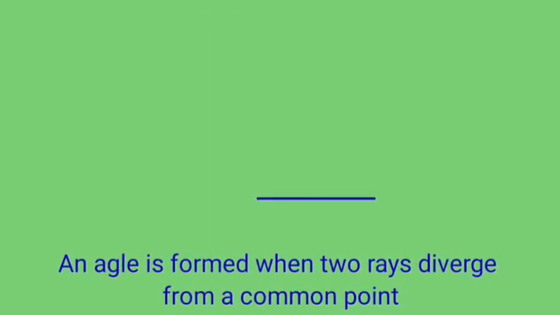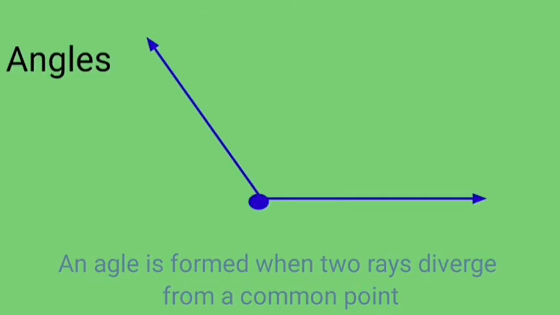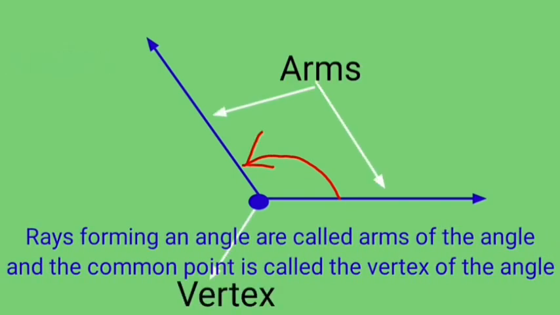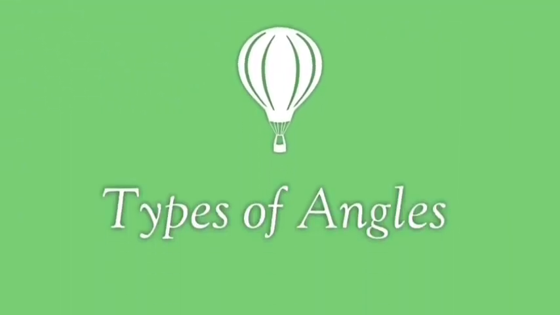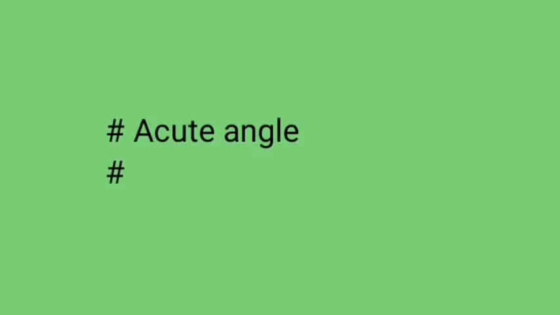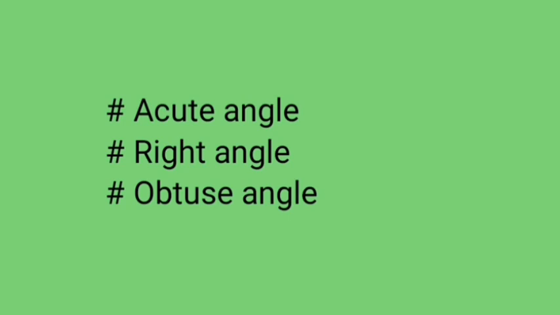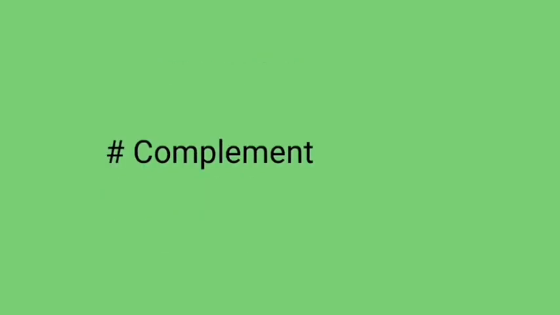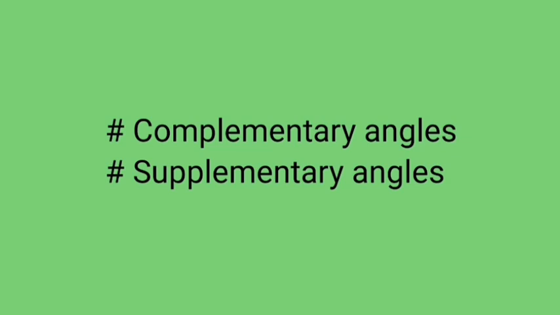An angle is formed when two rays diverge from a common point. The rays forming an angle are called the arms of the angle, and the common point is called the vertex of the angle. You have studied different types of angles such as acute angle, right angle, obtuse angle, straight angle and reflex angle in class 6. Also, we have studied related angles such as complementary angles and supplementary angles in our previous classes. Let us learn them.